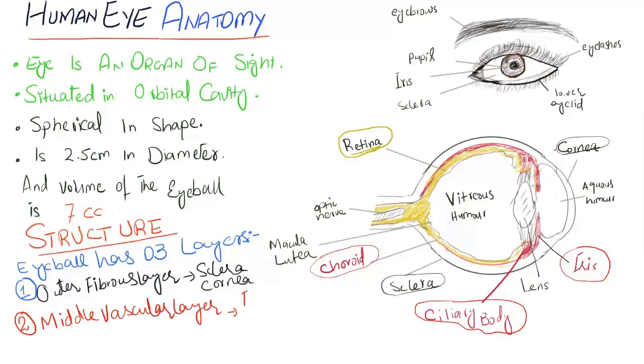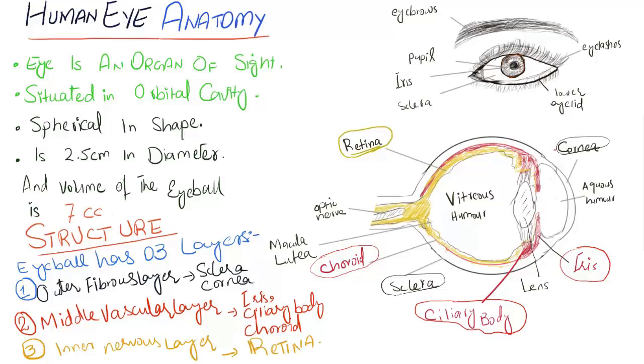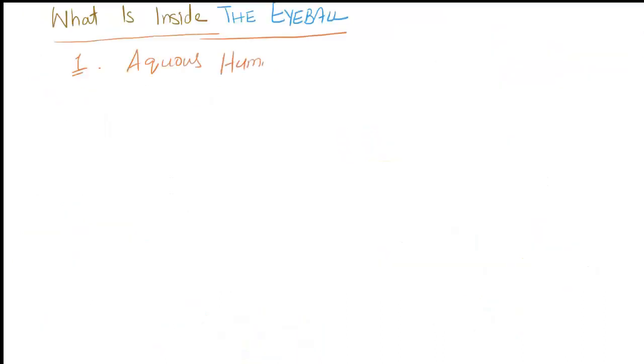The eyeball has 3 layers. Number 1 is the outer fibrous layer. It consists of sclera and cornea. The middle or vascular layer consists of iris, ciliary body, and choroid. The inner nervous layer consists of retina. What is inside the eyeball? Inside the eyeball are aqueous humor, lens, and vitreous body.